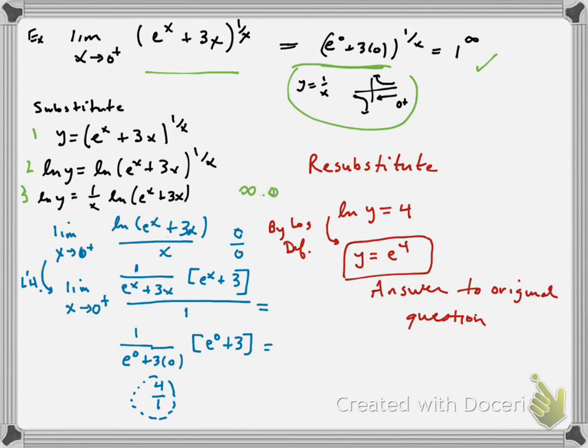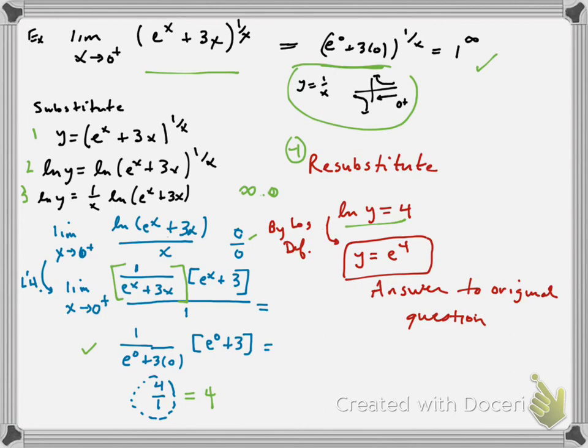I'm trying to keep these lower than 60 minutes. So I have the 0 over 0 situation. Apply L'Hopital's rule, so I took the derivative of the natural log, and then I took the derivative of what's inside by the chain rule, and I have this. And I went ahead and just plugged numbers in, and this answer right here is going to work out to be a 4. But that's not the answer because I have to resubstitute.